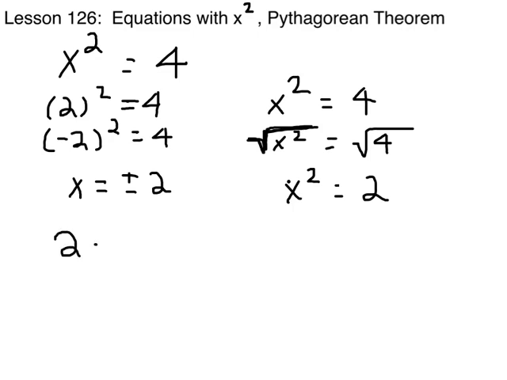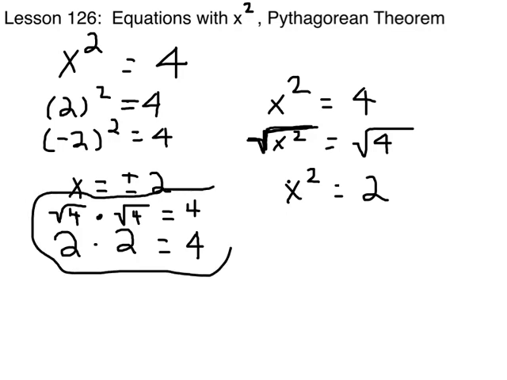times the square root of 4 equals 4. And this shows you why that is true. The square root of 4 is 2 times the square root of 4, which is also 2, equals 4.